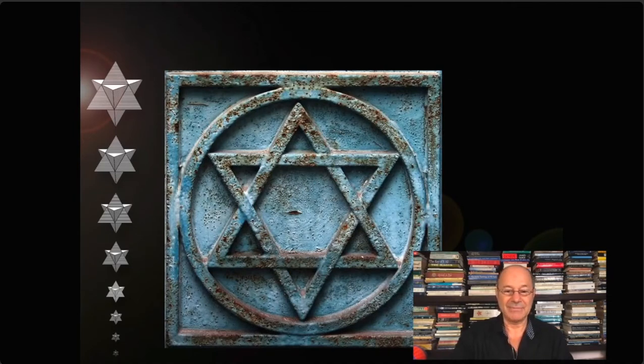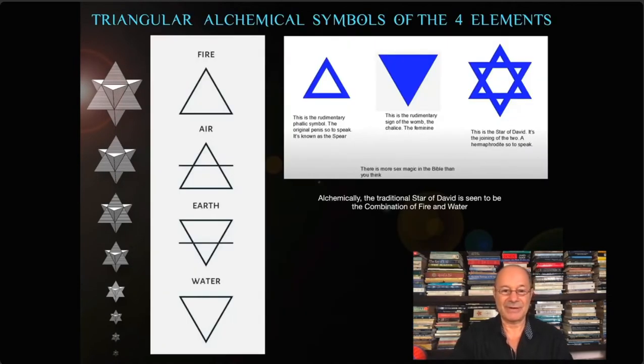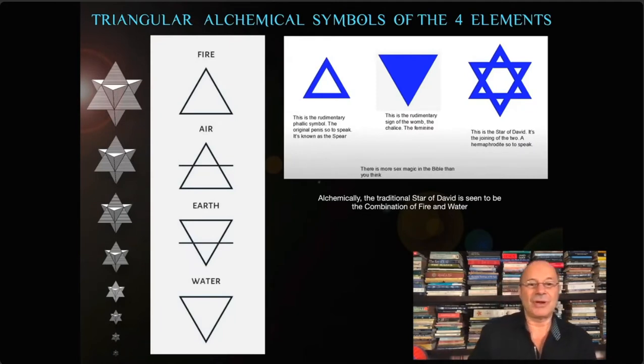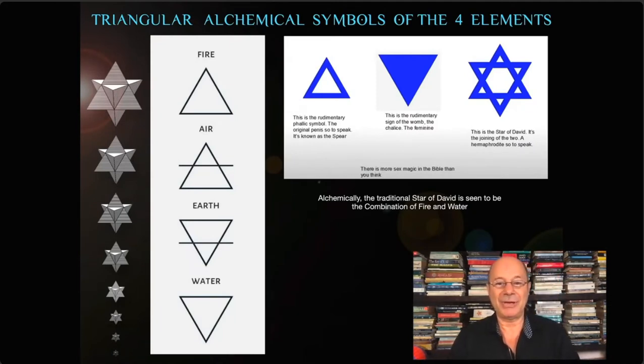This is seen in many, many cultures. Most people are familiar, but what they don't know is that it's made up of alchemical symbols of triangles. So the upward triangle is fire. The one pointing down is water. So the star tetrahedron is really a union of fire and water. In a way, it's a tantric symbol uniting opposites.